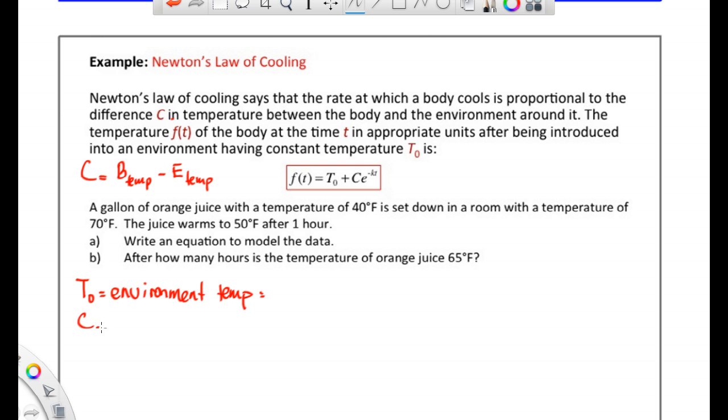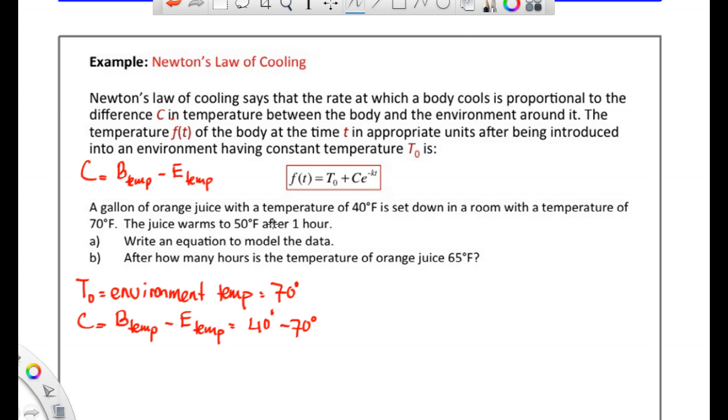And I said that the C stands for the object temperature, or they call it a body temperature: the temperature of the body or the object minus the temperature of the environment. It says, a gallon of orange juice with a temperature of 40 degrees. 40 degrees, that's the body temperature. It is set down in a room with a temperature of 70. So the environment's temperature is 70. The juice warms to 50 degrees Fahrenheit after 1 hour.